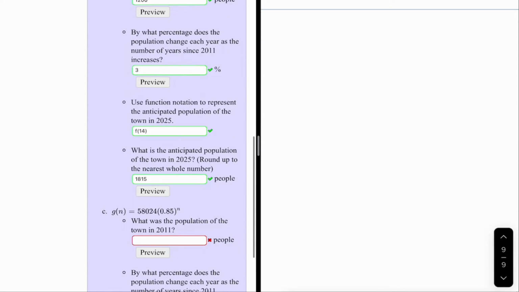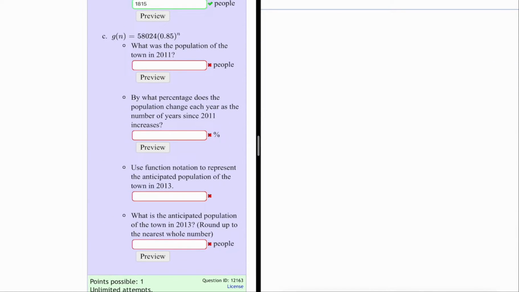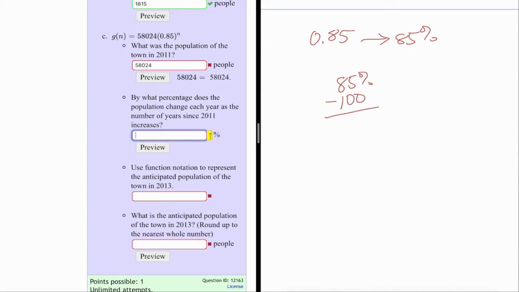Now let's look at C. Now, again, we have this function g of n, n is still the number of years since 2011. The starting population is that front number, 58,024. Now here it says, at what percentage does the population change? Now if we take that 0.85 and we write it as 85%, if we take 85% and you take away 100, we get a negative 15%. So you do have to include the negative, which indicates that the population is going down.